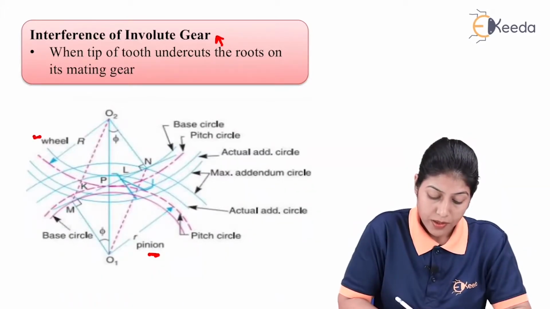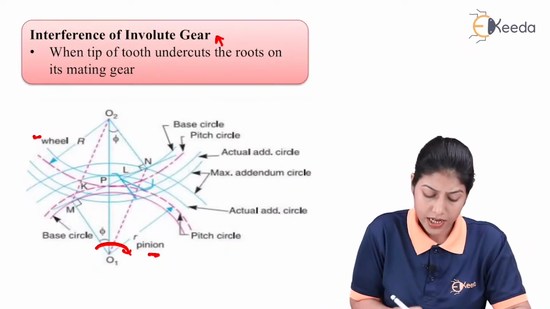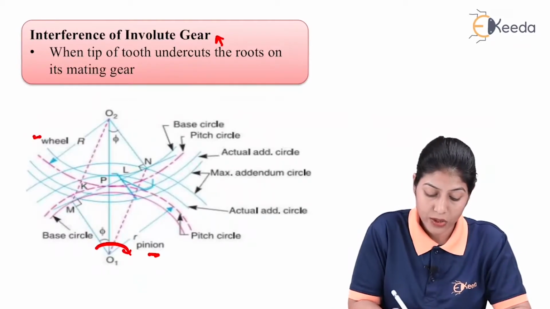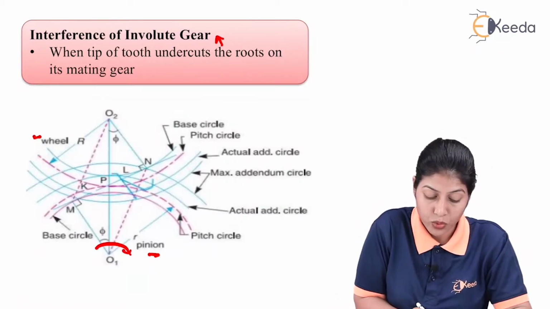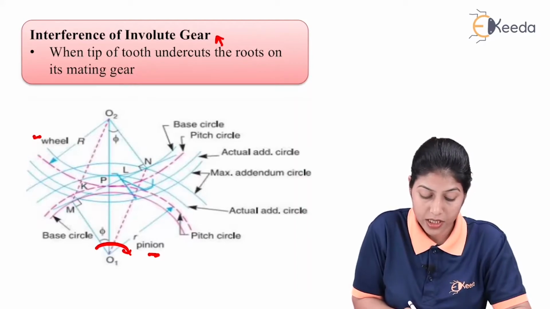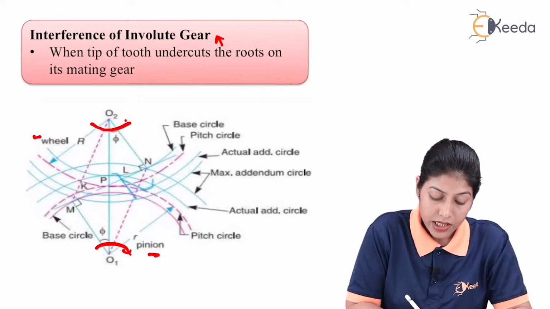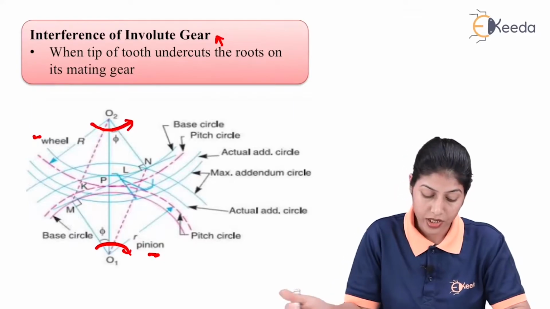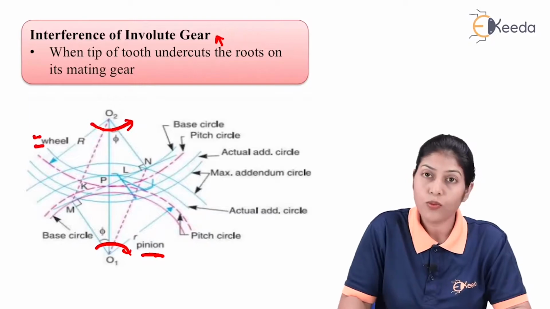Here the pinion is driving the wheel. If the pinion is rotating in the clockwise direction, then when the teeth of the wheel and the teeth of the pinion are in contact, the wheel will move in the opposite direction, or anti-clockwise. So one gear I am considering is the pinion and the other gear is the wheel.